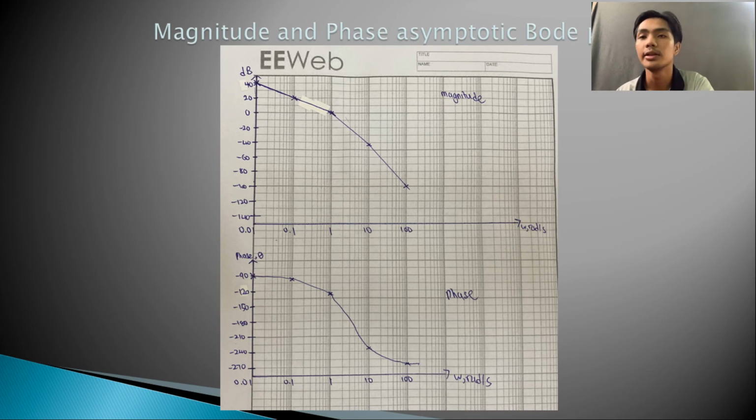From the calculated total magnitude and total phase angle, we can sketch our Bode plot. The Bode plot consists of two parts, which are the magnitude part and the phase angle part. So from the calculated values above, we can finally sketch our Bode plot as above.